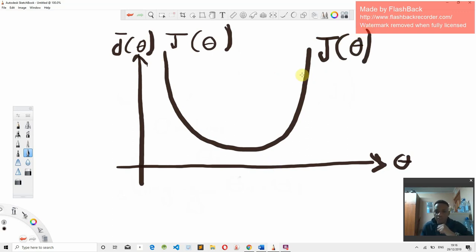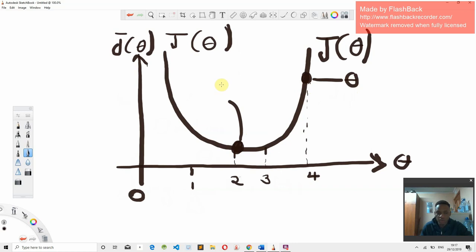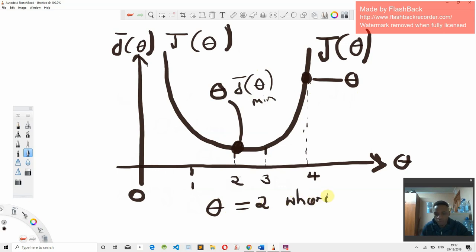In this case, let's say we start with some value of theta. Let's say we begin with this value of theta, around 4, and then this is 3, and then 2, and then 1, and then 0. What we want to do with gradient descent is find the parameter theta where the function J theta is minimum. So this is the value of theta where J of theta is minimum. In this case, the parameter theta is equal to 2, where J of theta is minimum.